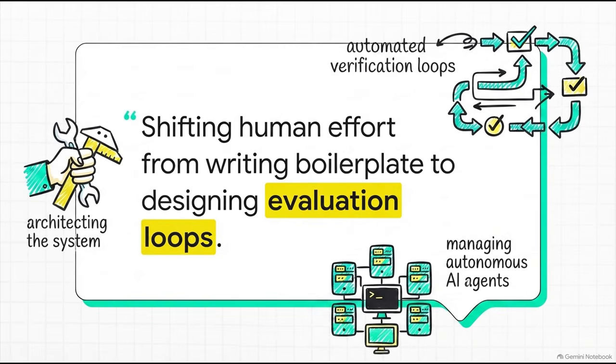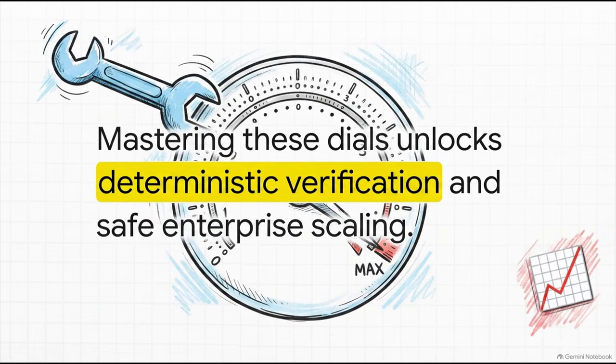By mastering these 4 dashboard dials, sandbox isolation, permission gradients, token budgets, and context compaction, you get complete, deterministic control over the system. You transition from dealing with unpredictable AI chats to conducting highly rigorous, scalable software engineering.